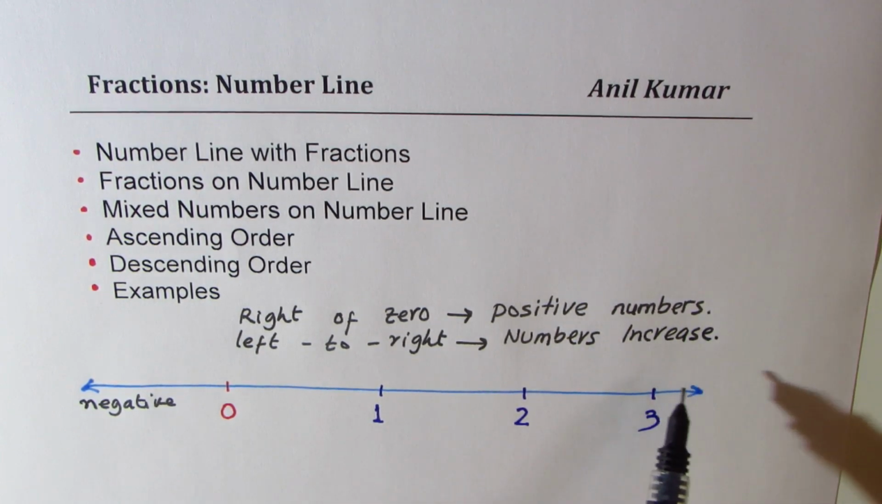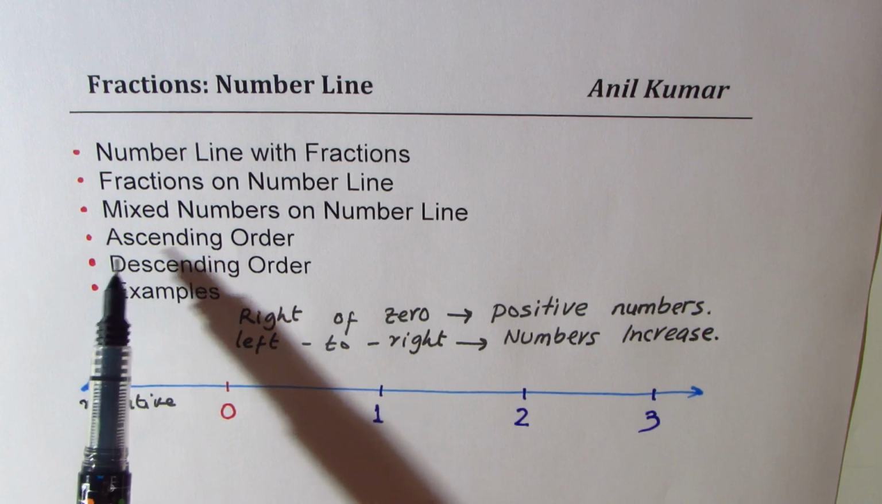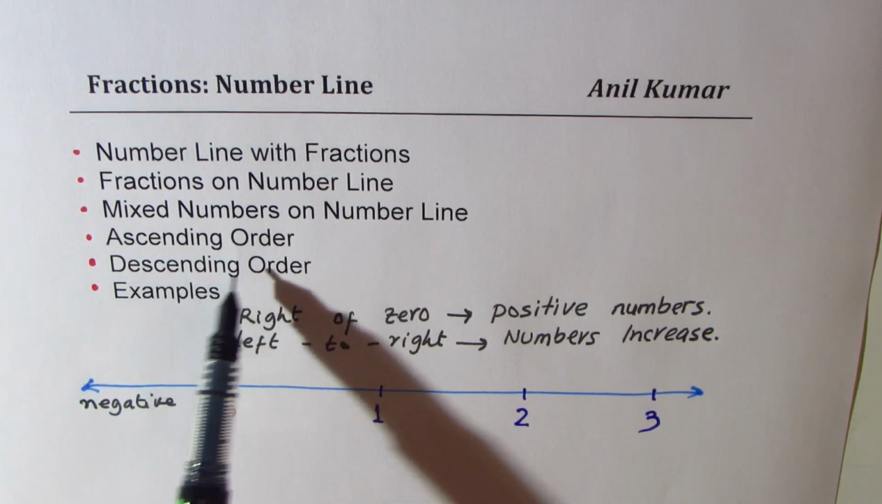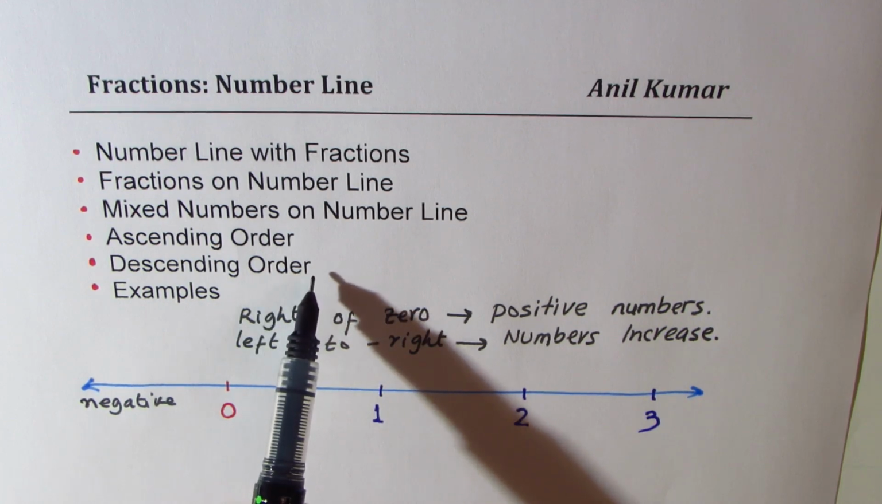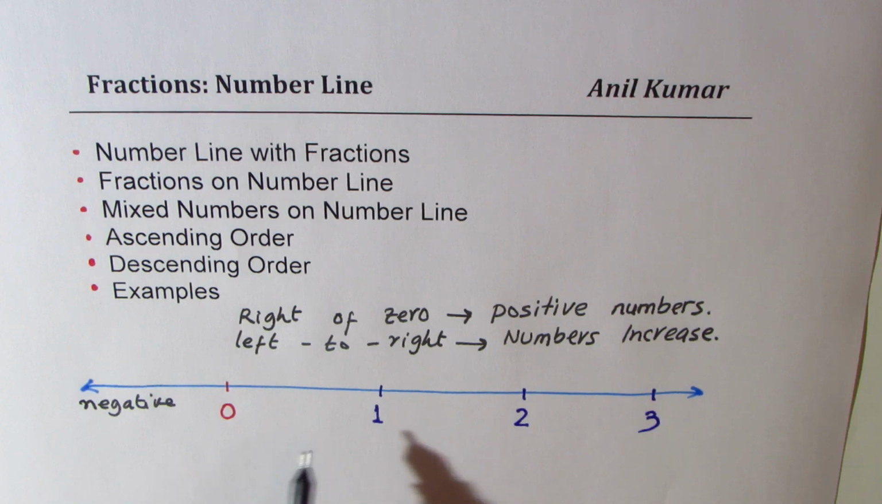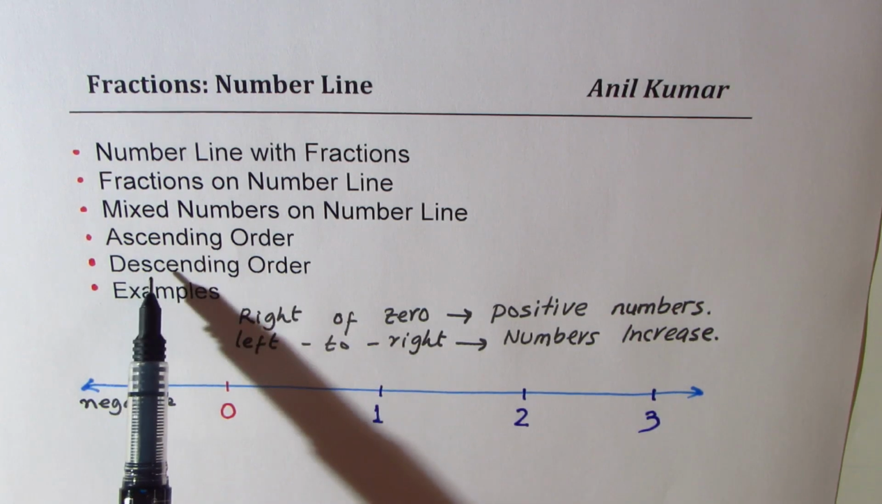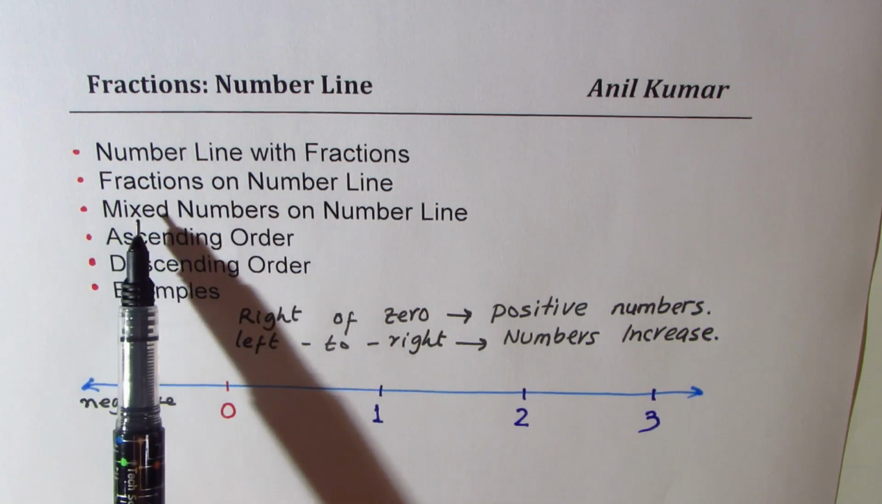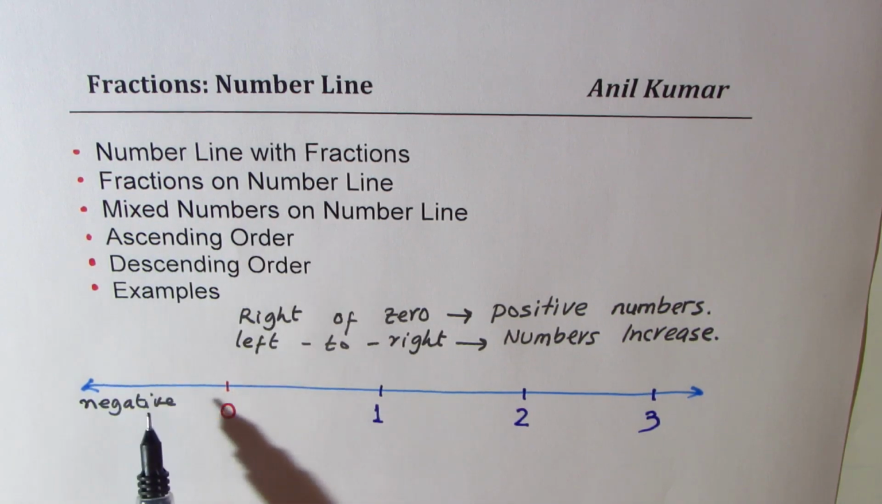Now that gives you an idea. So that means if I have to arrange numbers in ascending order, that means increasing, or descending order, which means decreasing, I can place the numbers on the number line and then we'll know exactly which number is smaller than the other, right? So we are going to use the number line to answer such questions. Now let's talk about fractions, mixed numbers, and how to represent them on number line.